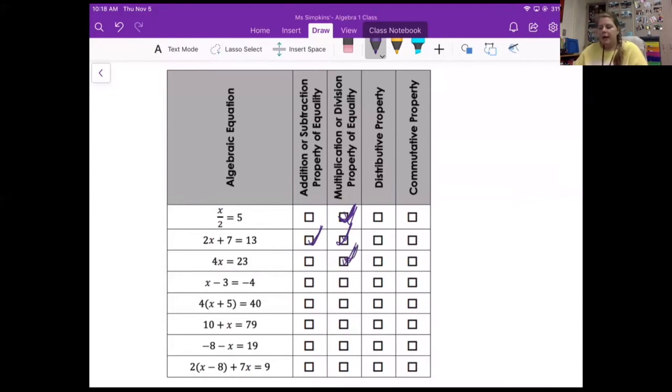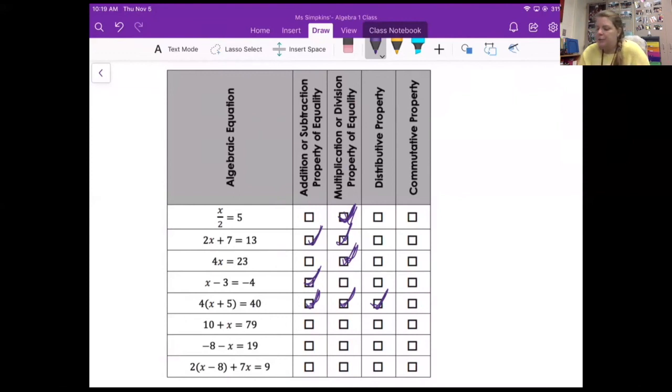Fourth one, x minus 3 equals -4. I see subtraction, so I would use addition to solve. The next one, 4 times (x plus 5) equals 40. The first thing I would do would be use the distributive property. And then I see addition, so I would do subtraction, and I'm also going to end up using the division property of equality. So you could be using 3 different things.